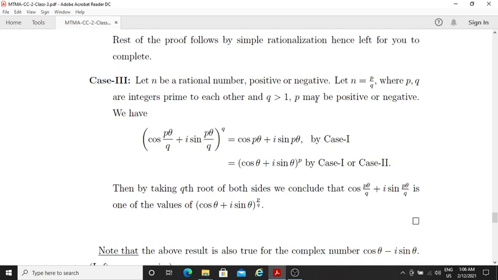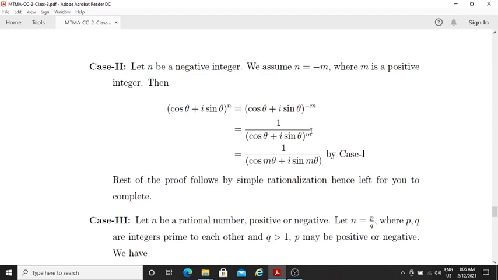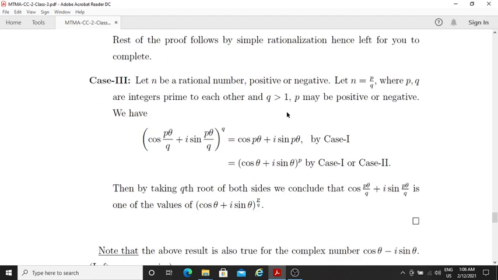All right. And p can be positive or negative. Depending on p being positive or negative, n will be positive or negative. We are not really bothered about positive or negative, because in the case of integers, positive and negative are done separately. Now here, what do we have to prove? We have to prove this is one of the values of this thing, right? So let's start with this.